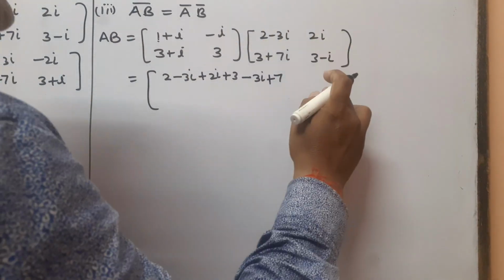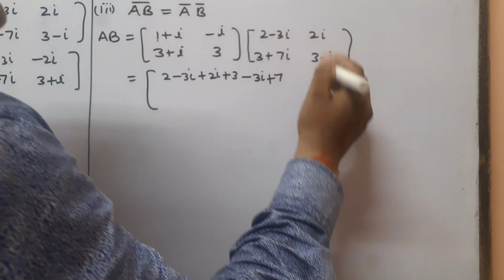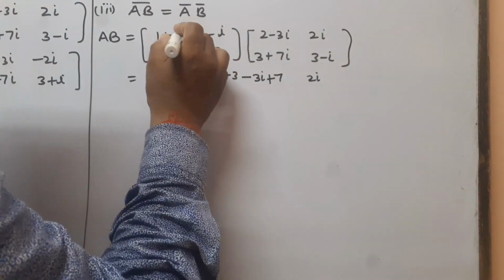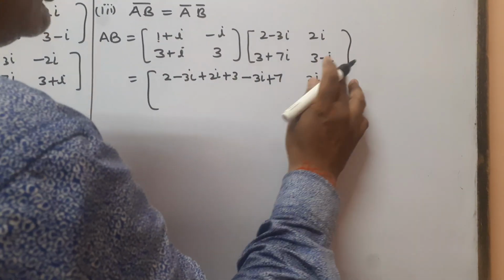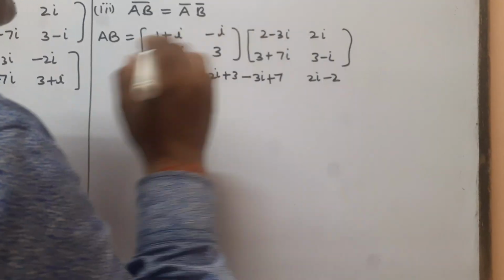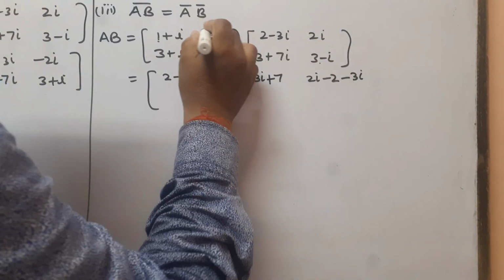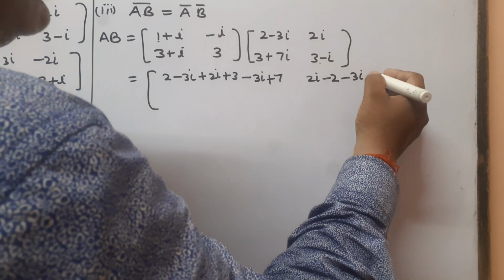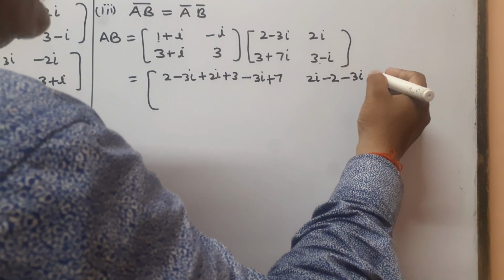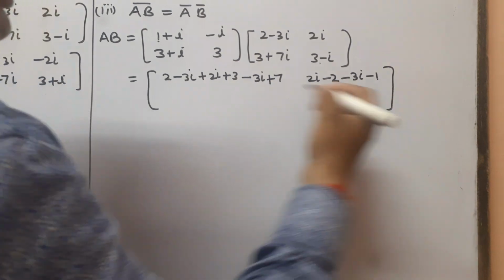Now the first row multiplied by second column: 1 multiplied by 2i is 2i, i multiplied by 2i is 2i square, so this is minus 2. Minus i multiplied by 3 is minus 3i, minus i multiplied by minus i is plus i square, but i square is minus 1, so this is minus 1 here.